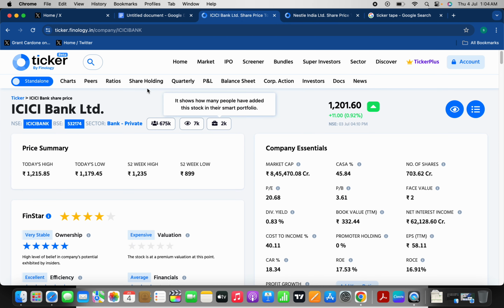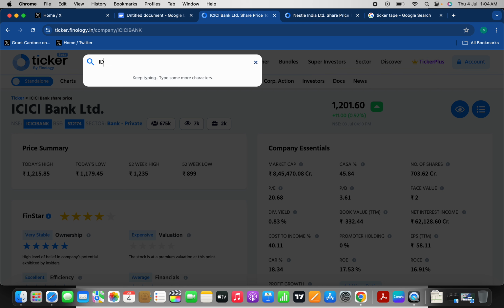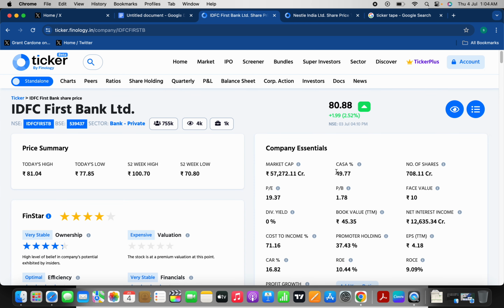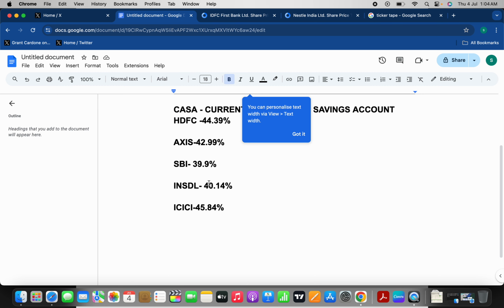Next, after ICICI, what you should look at is IDFC. There is another bank, IDFC First Bank. It has a CASA percentage of 49.77. See, IDFC First Bank has a percentage of 49.77. Now, simply IDFC First Bank का percentage बहुत ज़्यादा है.